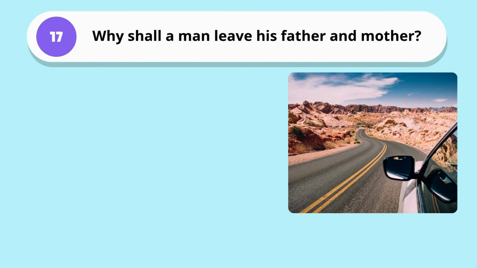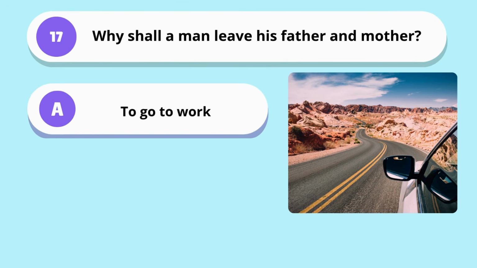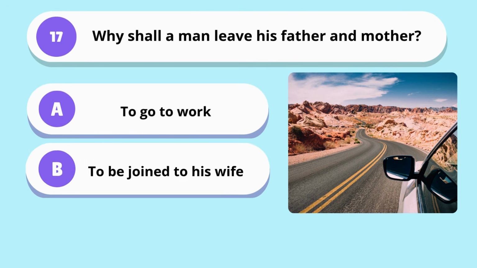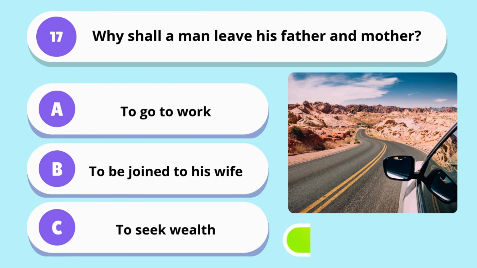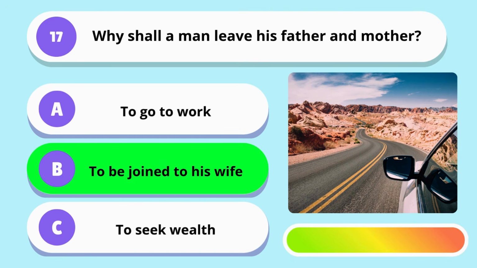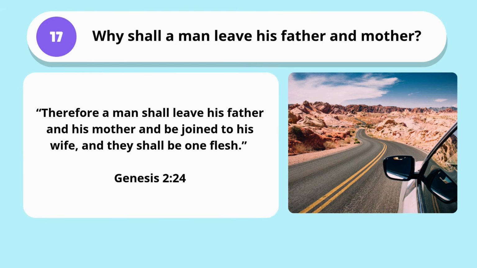Question 17. Why shall a man leave his father and mother? A. To go to work, B. To be joined to his wife, C. To seek wealth. The correct answer is to be joined to his wife. Therefore, a man shall leave his father and his mother and be joined to his wife, and they shall be one flesh. Genesis 2:24. Next question.